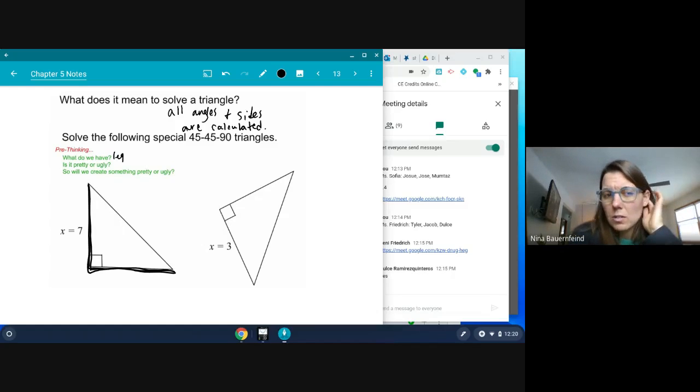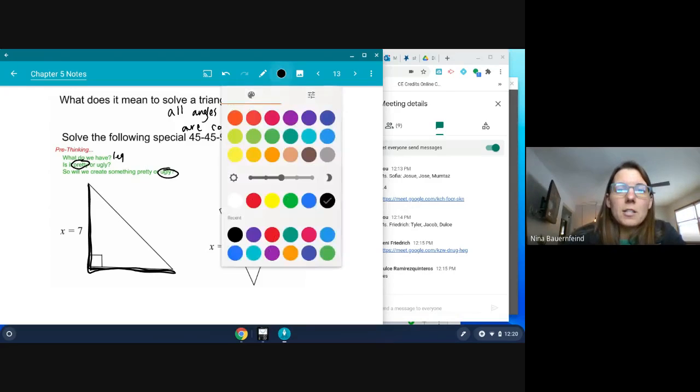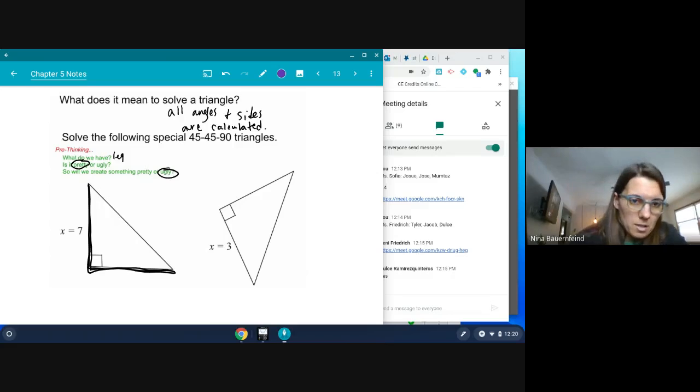Is it pretty or is it ugly? It's a weird question, but I would say it's pretty. It's just a plain 7, which is nice. So this one is pretty, which means we're going to make an ugly side. That's especially true in the 45-45-90s, where if you have something pretty, you make something ugly and vice versa. So if we solve these triangles, what are these angles going to be?